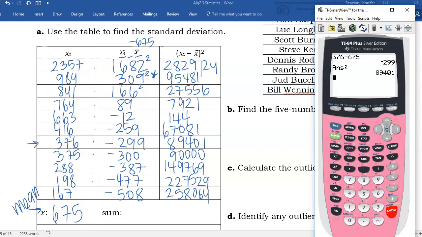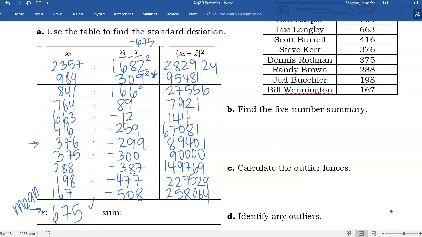Okay, so step 1, get the mean. Step 2, subtract everything. Step 3, do everything to the power of 2. Next, we are doing the sum of this far column. So we're going to add up all the numbers over here, which looks like 3,842,070.